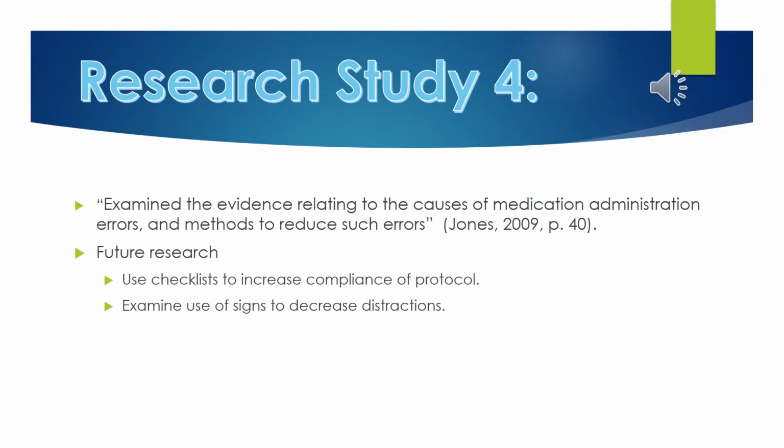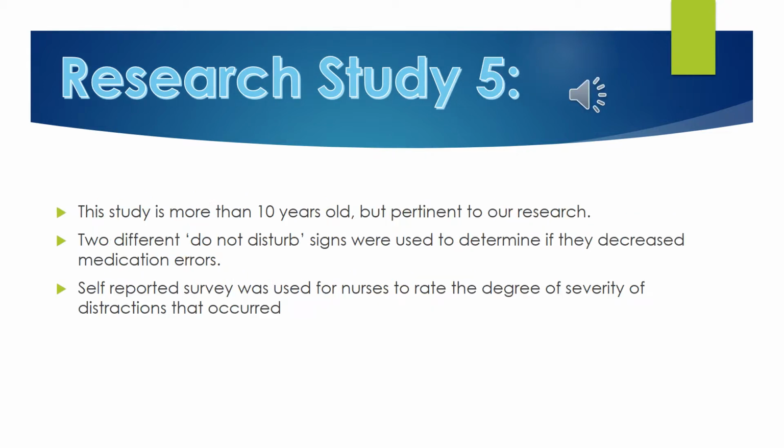Research study number 4 examined the evidence relating to the causes of medication administration errors and methods to reduce such errors. Further research used checklists to increase compliance with protocol and to examine the use of science to decrease distractions. Research study number 5 is more than 10 years old but pertinent to our research. 2 different do not disturb signs were used to determine if they decreased medication errors. A self-reported survey was used for nurses to rate the degree of severity of distractions that occurred.